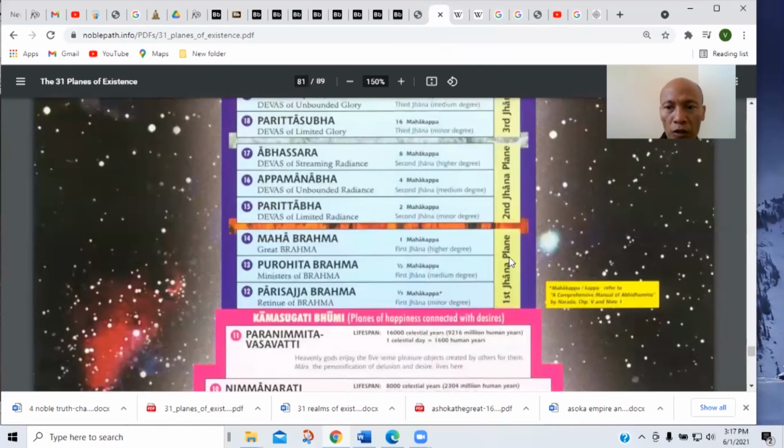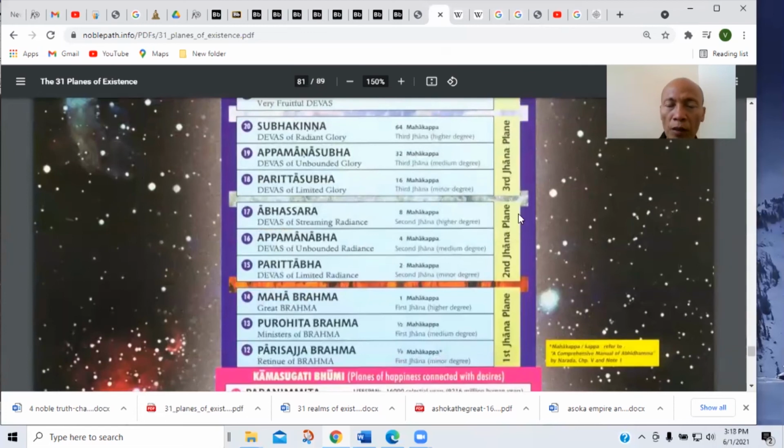That's the first jhana plane. When someone attains the first meditative state of mind, or the first jhana, they may be born in this realm. And the next one, the second jhana plane, in the form realms. The devas of limited radiance live up to 2 Mahakappas. So 2 times 1.344 trillion years. The devas of unbound radiance live up to 4 Mahakappas. That's 4 times 1.344 trillion years.